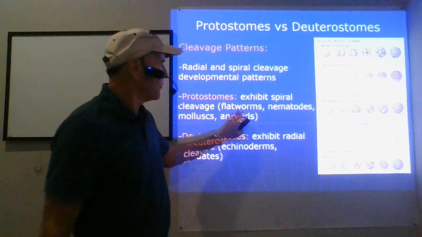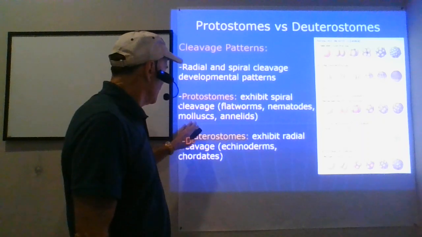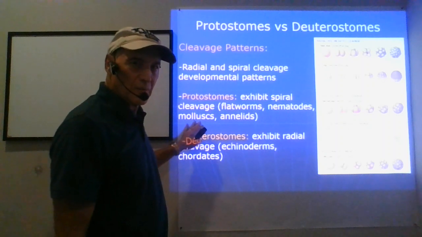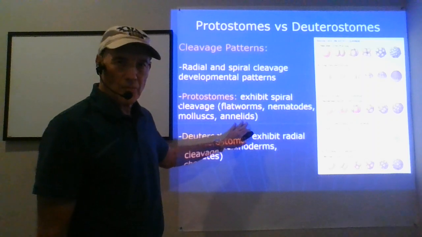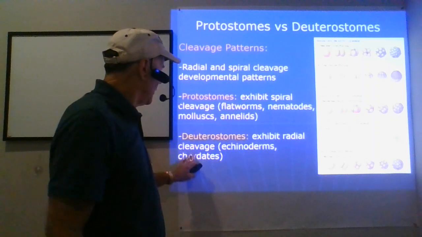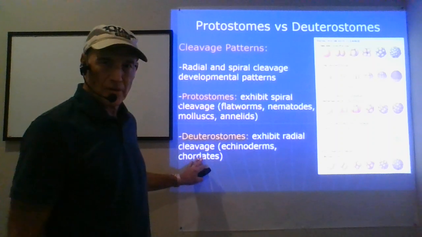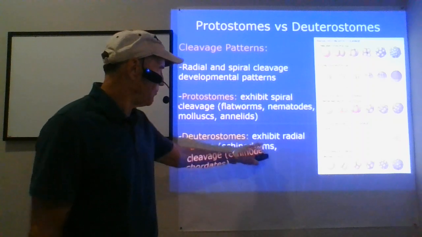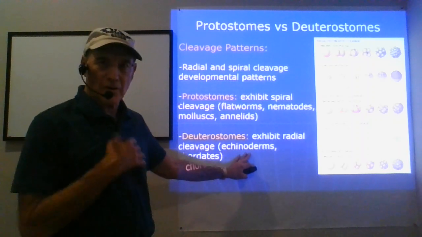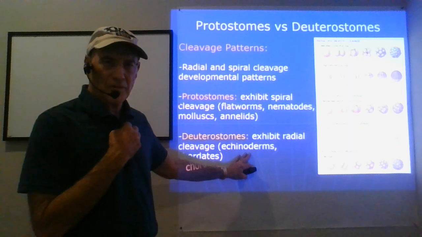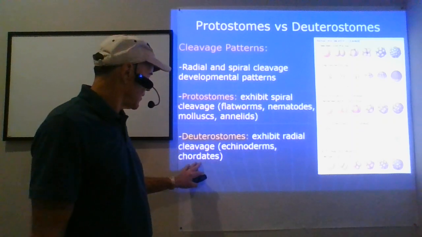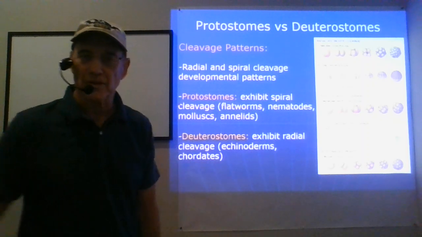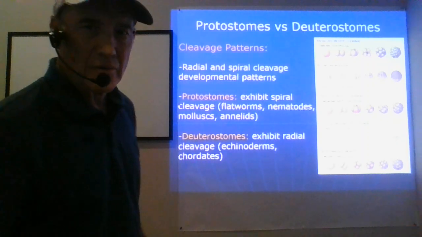Our protostomes are going to be the flatworms and then the roundworms. The mollusks are like clam and octopus, squid, and the annelids are the earthworms. And then deuterostomes exhibit radial cleavage in their embryo, where the cells divide and go straight up. Echinoderms are the starfish. They're closely related to us. Our group, chordates, are all of us, all the fish and mammals and birds and reptiles and amphibians.